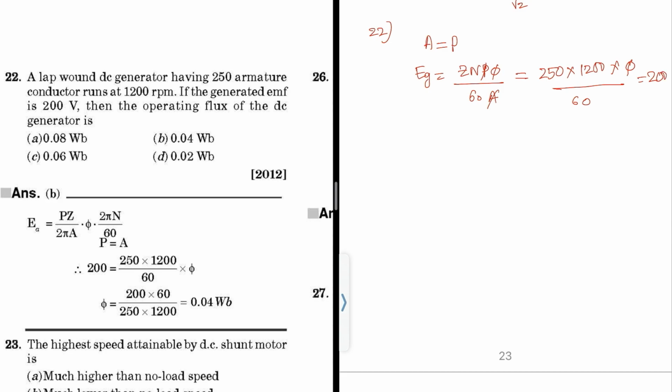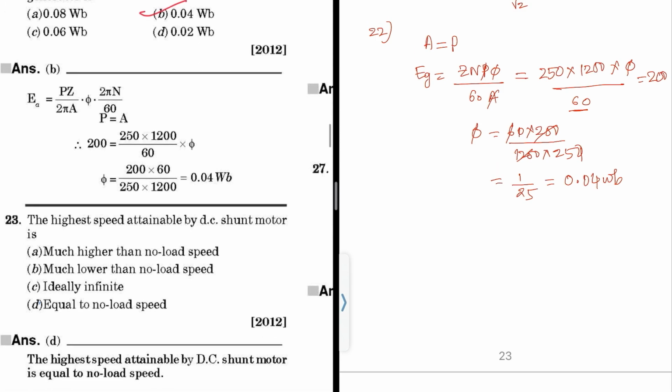If you multiply 60 on that side, phi equals 60 into 200 by 1200 into 250. These two will cancel, and 1 by 25 will remain, which is equal to 0.04 Weber. So the answer will be B.